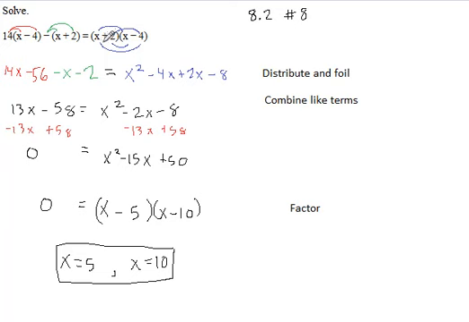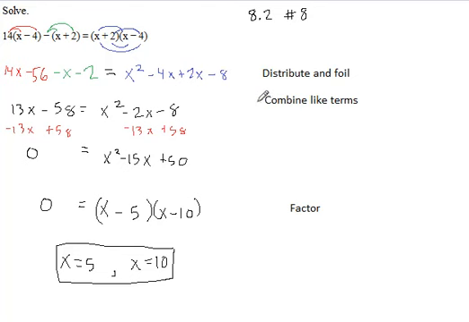This is actually what foiling is. It stands for first, outside, inside, last. It's the opposite of factoring. So what we do is take the first two terms, x times x, and get x squared. Then we'll take the outside terms, x times negative 4, that'll give negative 4x. Inside terms, 2 times x gives us 2x, and the last terms, 2 times negative 4 gives us negative 8.